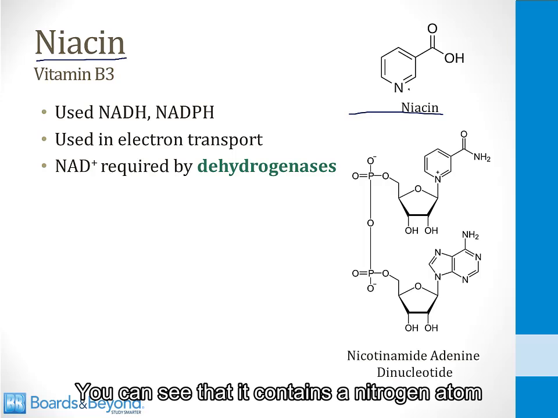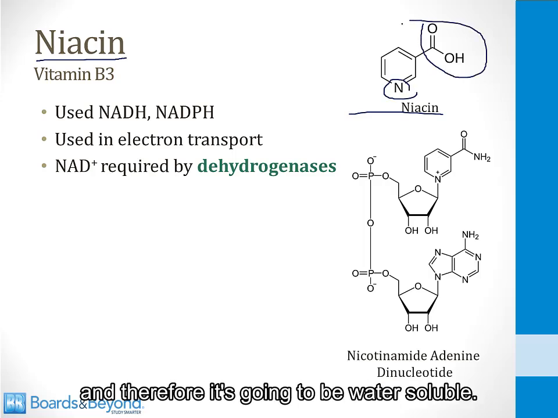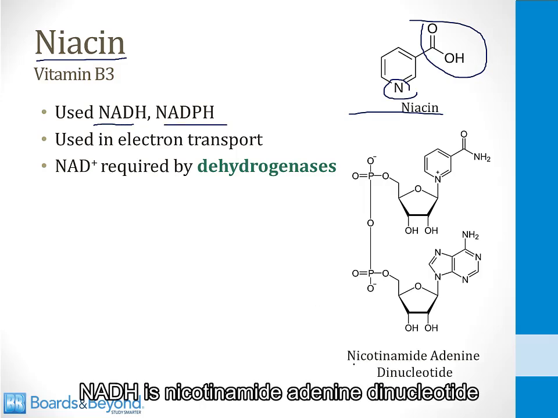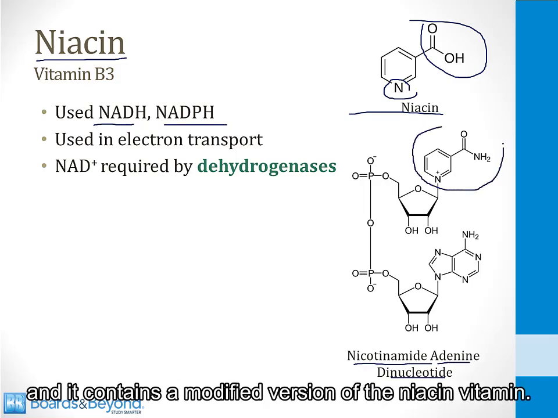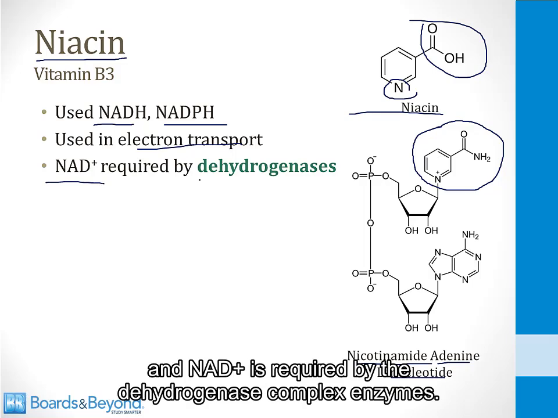You can see that it contains a nitrogen atom and 2 oxygen atoms, and therefore it's going to be water soluble. Niacin is very important for synthesis of NADH and NADPH. NADH is nicotinamide adenine dinucleotide, and it contains a modified version of the niacin vitamin. NADH, you may know, is important for electron transport, and NAD+ is required by the dehydrogenase complex enzymes.